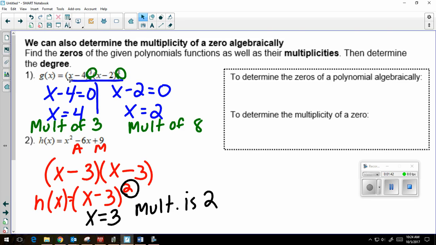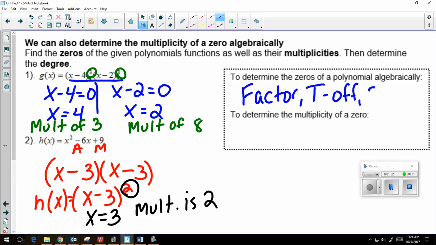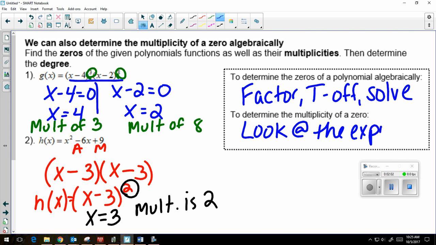So just as a little recap, to determine the zeros of a polynomial algebraically, we factor, t off, and solve. And then to determine the multiplicity of a zero, we look to the exponents. And that's algebraically determining the zeros and their multiplicities.